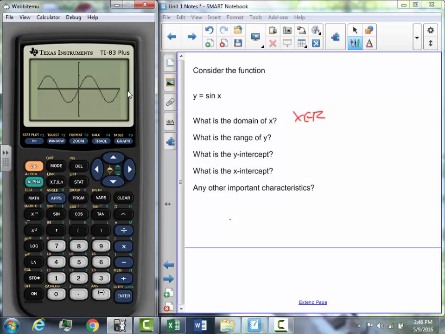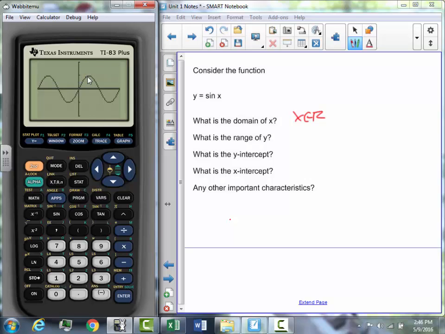The range, however, is very different. Do I have graph way, way, way down here? I'd say no. Do I have graph way up top up here? I'd say no. What's the biggest number this graph seems to get to? Anyone want to take a guess as to how high that peak is?